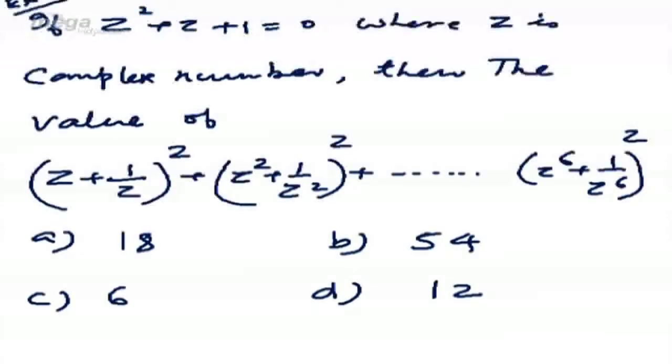Let us come to the next example of the cube roots of unity. Let us come to example 2, that is, if z square plus z plus 1 is equal to 0, where z is a complex number, then the value of (z plus 1 by z) whole square plus (z square plus 1 by z square) whole square till (z to the power 6 plus 1 by z to the power 6) whole square will be: A, that is 18, B 54, C 6, and D is 12.